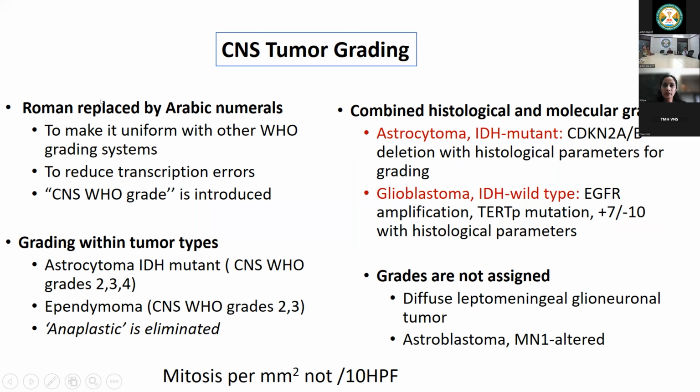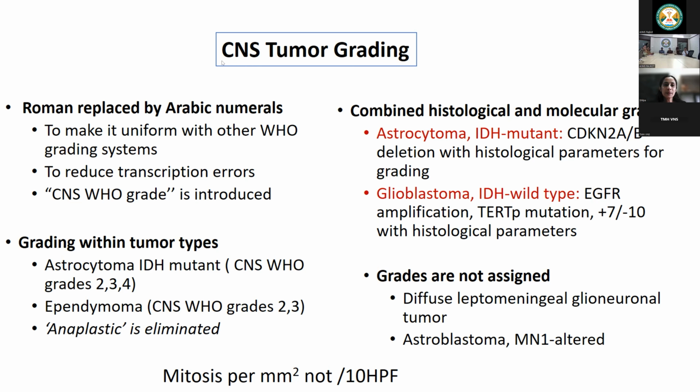Previously, we used to use Roman numerals, but now it has been replaced by Arabic numerals to make it uniform with other WHO grading systems. Whereas all the other systems were using Arabic numerals, only CNS used to use Roman numerals. So in order to bring about uniformity, even CNS tumor grading now uses Arabic numerals. The other very important reason is to reduce transcription errors. A 3 written with a slant line would look like a 4 when we used Roman numerals. Hence, to reduce transcription errors, Roman is replaced by Arabic numerals. And whenever we are grading any CNS tumor, we have to use the term CNS WHO grade.